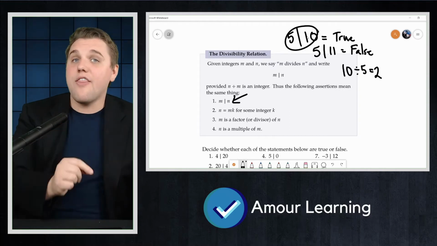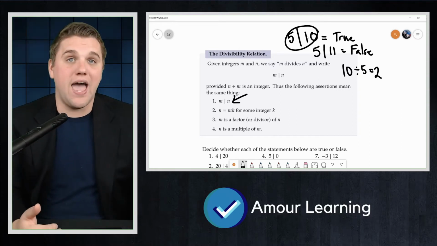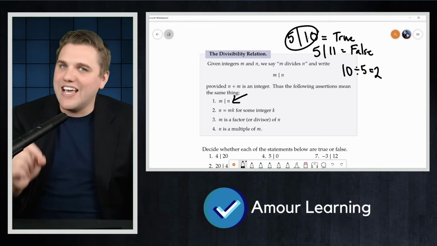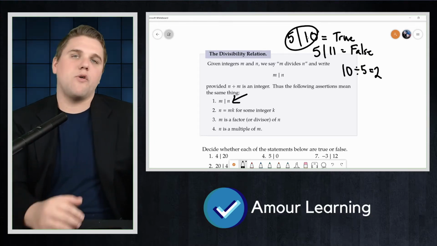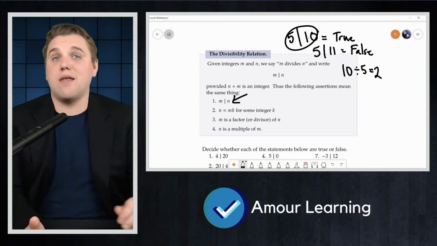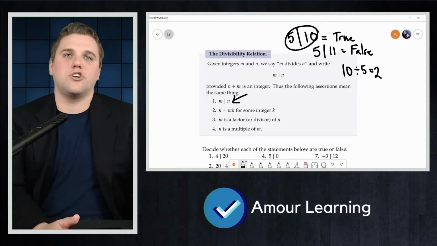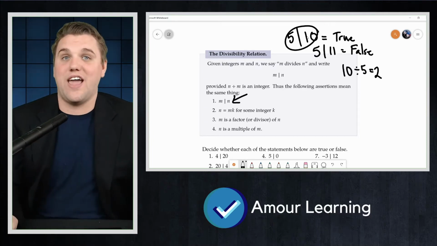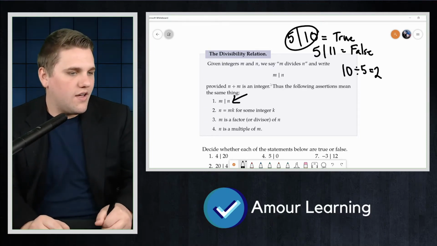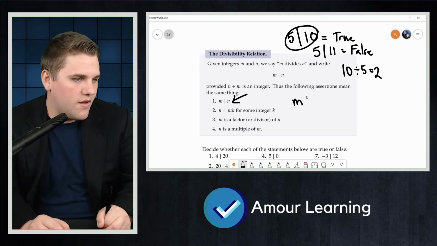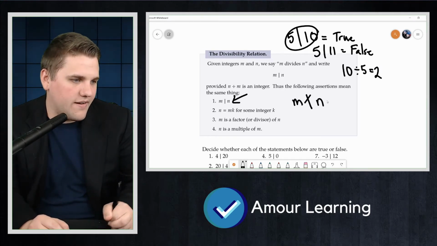On the other hand, n divided by m, or n over m, is some number. So if we want to claim that n divided by m is not an integer, so m does not divide n, then we can write m does not divide n.